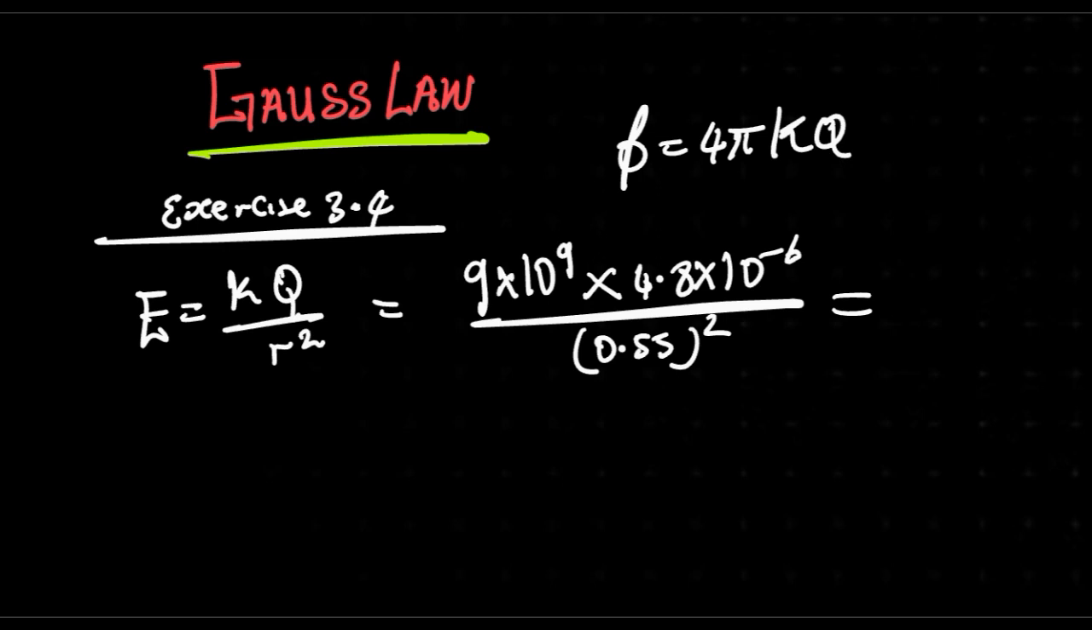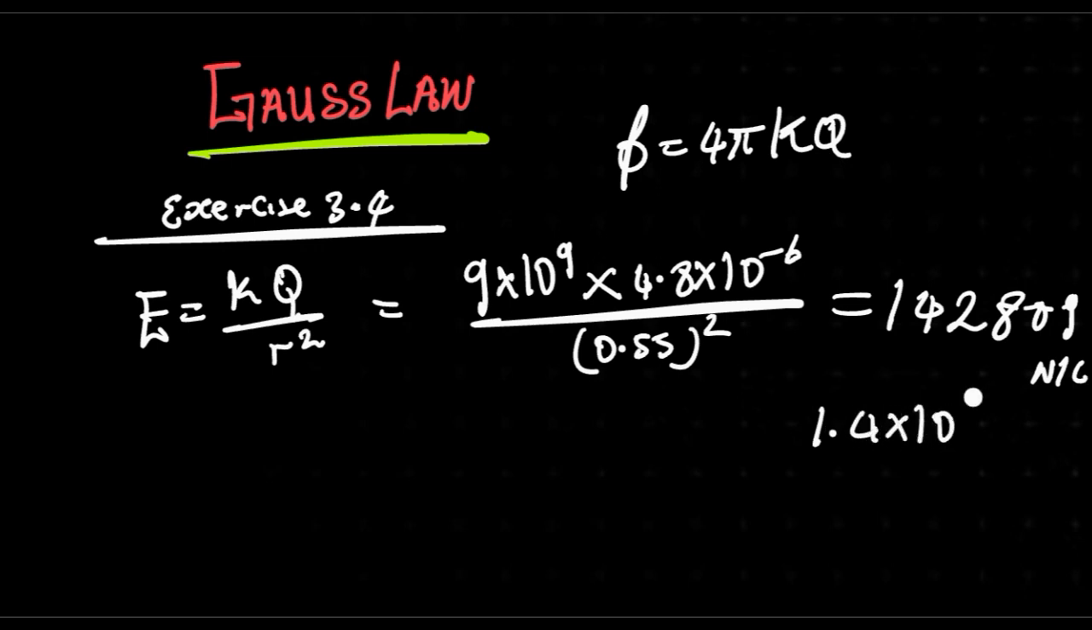Even me, I'm pressing it in my calculator. Everything here will give me a value like 142,809 Newton per coulomb. In standard form, that is 1.4 times 10 raised to power 5 Newton per coulomb.